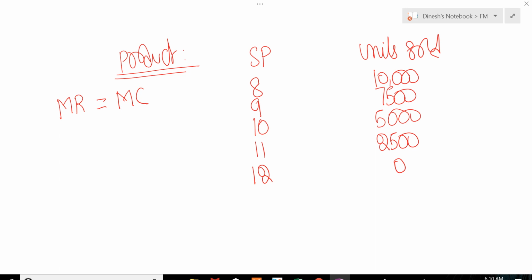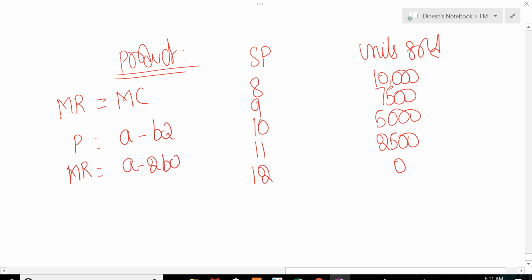Now there is a relationship which is established. Price is equal to A minus BQ. Marginal revenue is equal to A minus 2BQ. You will have to find this relationship. Price is equal to A minus BQ. Marginal revenue is equal to A minus 2BQ. First, you will have to find the equation for price, then form the equation for marginal revenue. You will equate MR equal to MC and get the optimum price for the company.